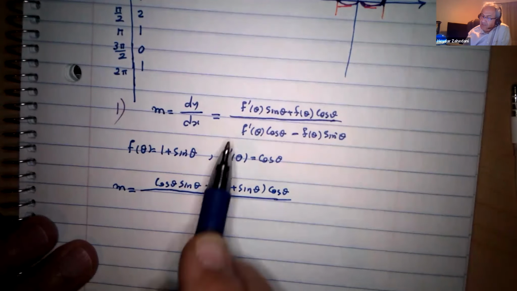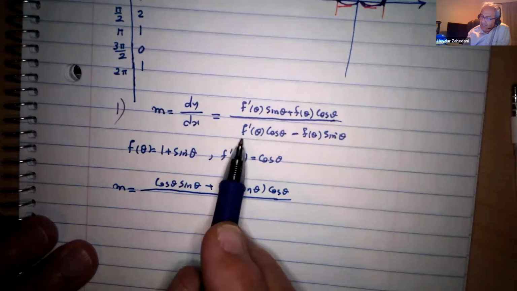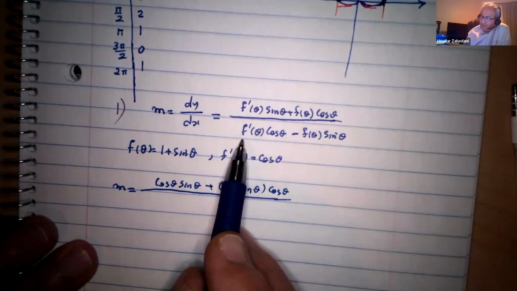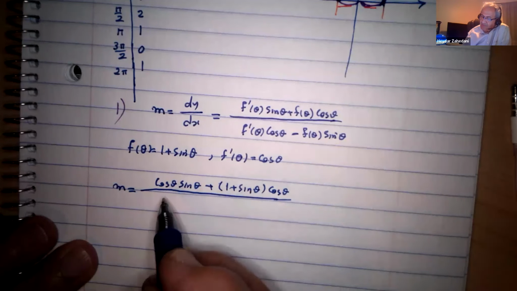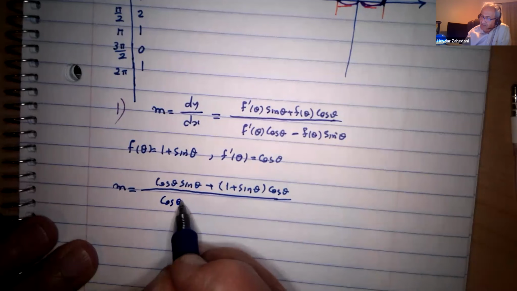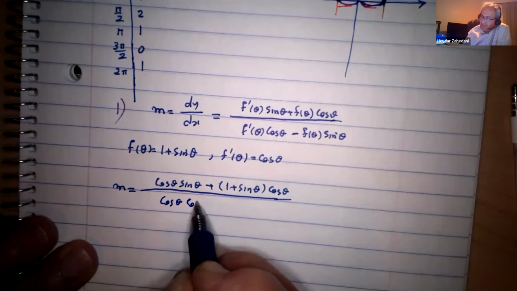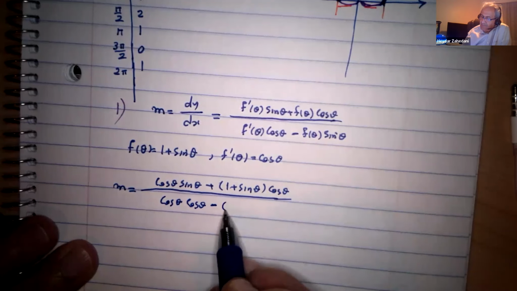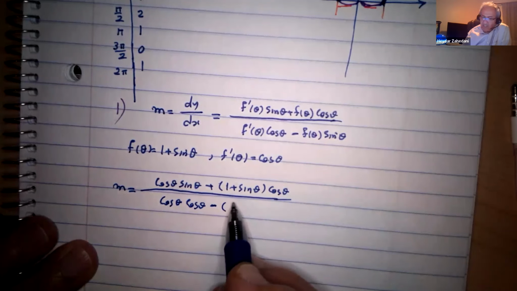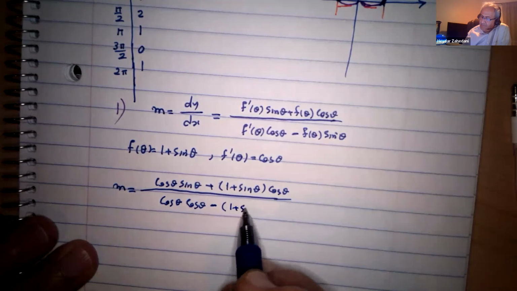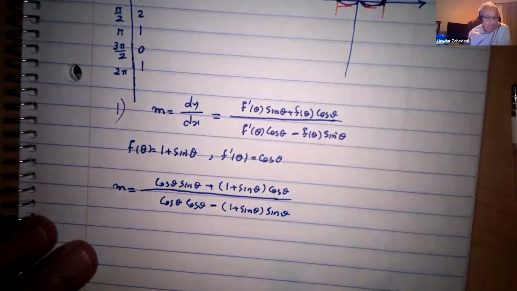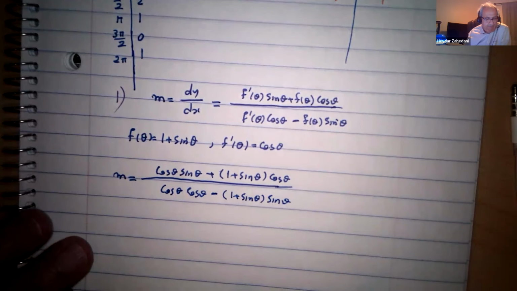Okay, and the bottom one is f prime of theta, which is cosine of theta, times cosine of theta. So this is going to be minus f of theta, which is 1 plus sine theta, times sine of theta.